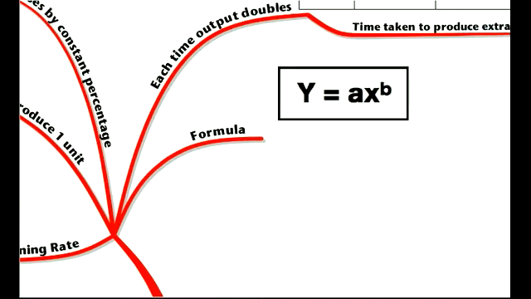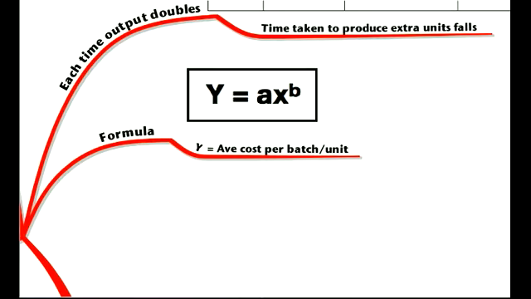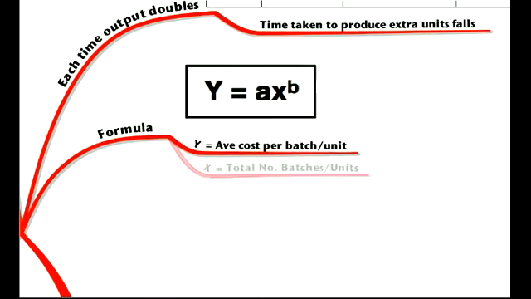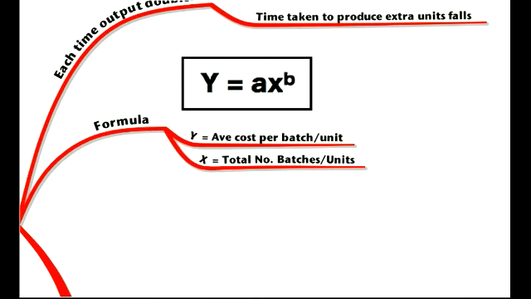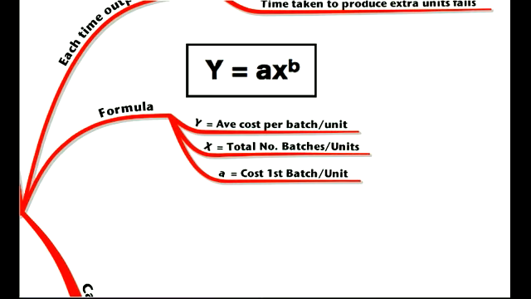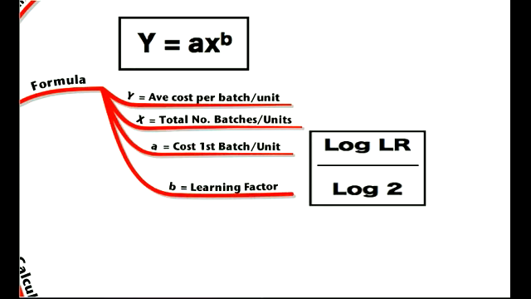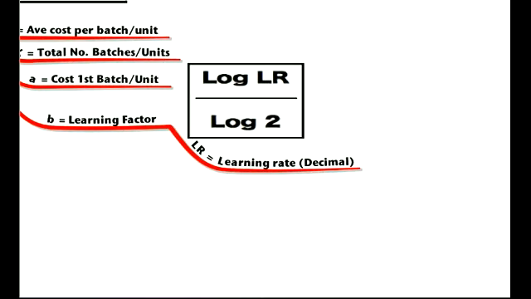We can also use our formula. Rather than having to put it into a table like we've just done, we can use a formula. So Y in this formula is the average cost per unit or batch if you're given batches. X is the total number of batches or units. A is the cost of the first batch or unit. And B is our learning factor. How do you calculate the learning factor? Well, you take the log of the learning rate over the log of 2. More accurately, the learning rate is the percentage that you're given.